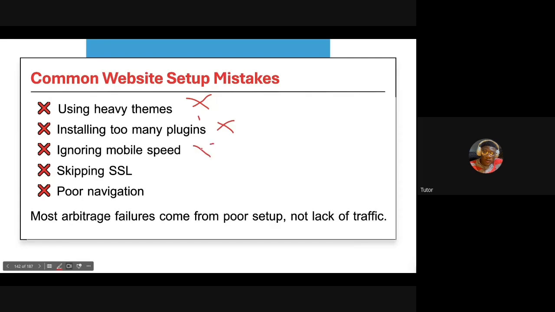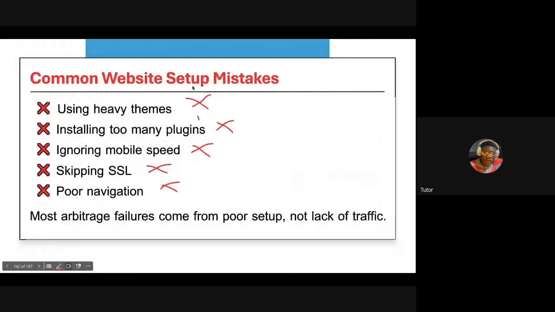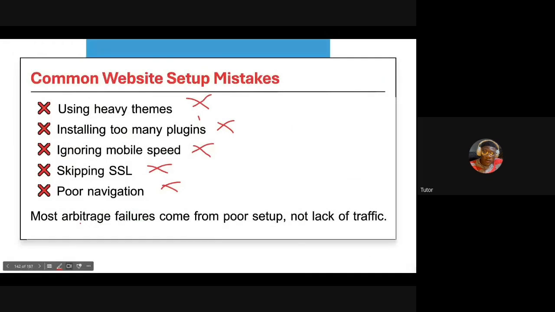Ignoring mobile speed. Make sure that your website loads fast on your phone. Skipping SSL. Don't skip SSL. Make sure that your SSL is installed. And lastly, poor navigation. Make sure that the navigation of your website is simple and easy to use. And know this, most arbitrage failures come from poor setup, not lack of traffic.